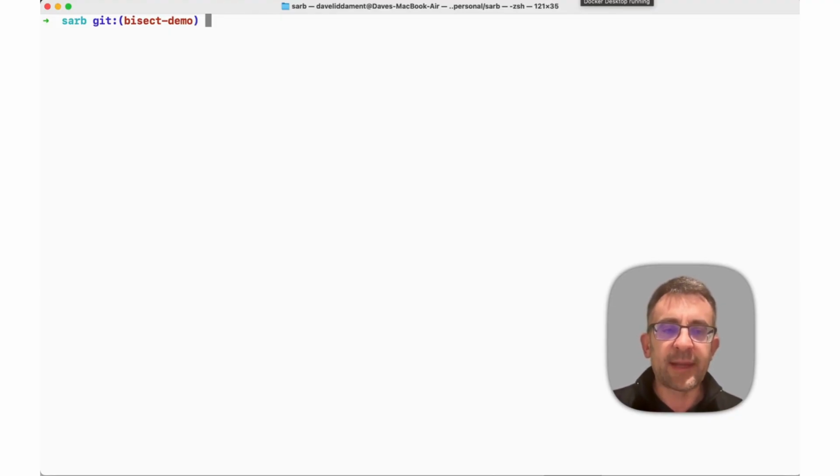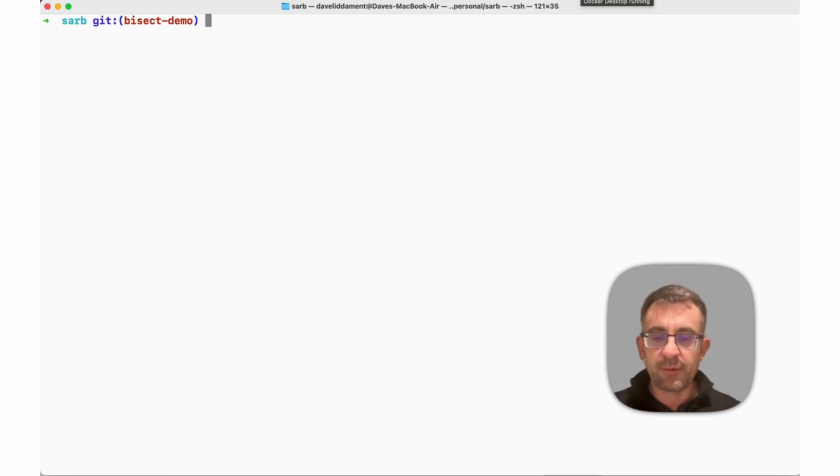Now, in order to use Git bisect, we need four things. We need to be able to recreate the bug locally. We need to know a Git commit where the bug is a problem. We need a Git commit where there is no bug, and we need a way of testing whether the bug exists or not.